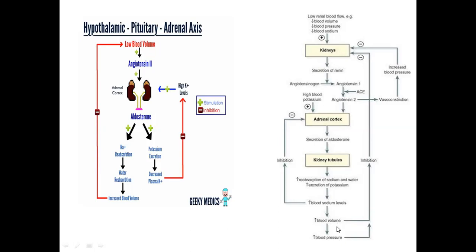Okay, so once the blood volume or blood pressure is brought back to normal, or the potassium ion level is reduced, there is inhibition of the adrenal cortex from production of the aldosterone. As a result, the aldosterone production stops. Okay, so once the process is done, the inhibition process functions. This is known as the negative feedback loop.